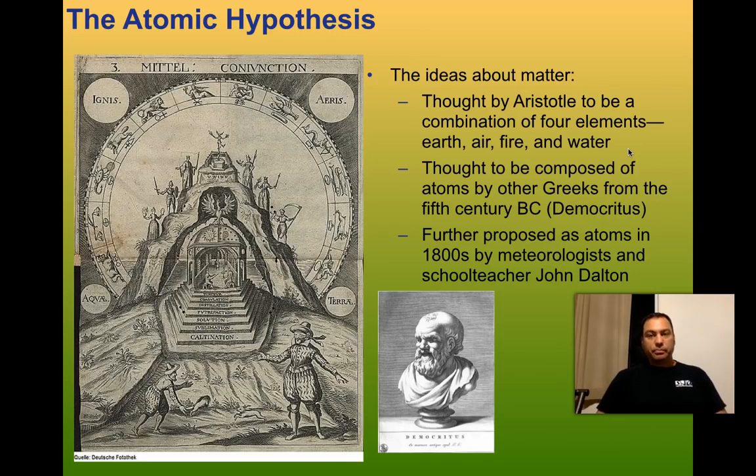All right, so matter was thought to be composed of atoms by other Greeks from the 5th century BC. And so Democritus knew Aristotle. These guys knew of each other. Socrates, who was Aristotle's kind of graduate advisor, is how we would look at it today, basically his teacher, did not like Democritus very much. They personally did not like each other one bit. Here's Democritus's bust down here.